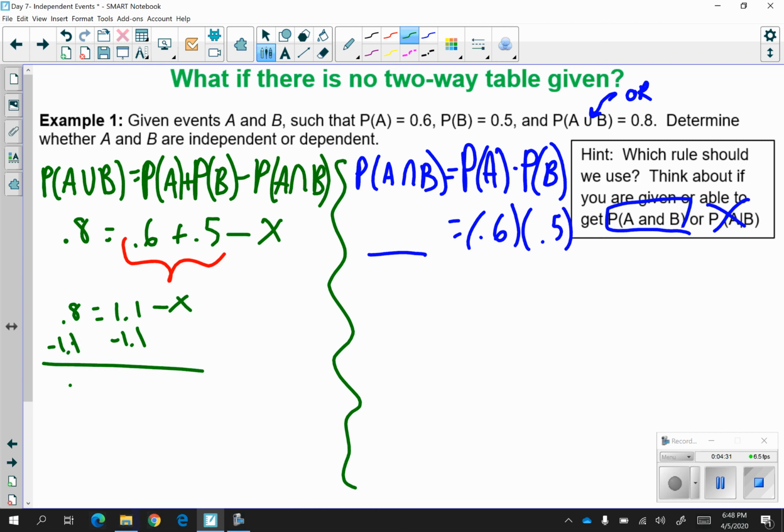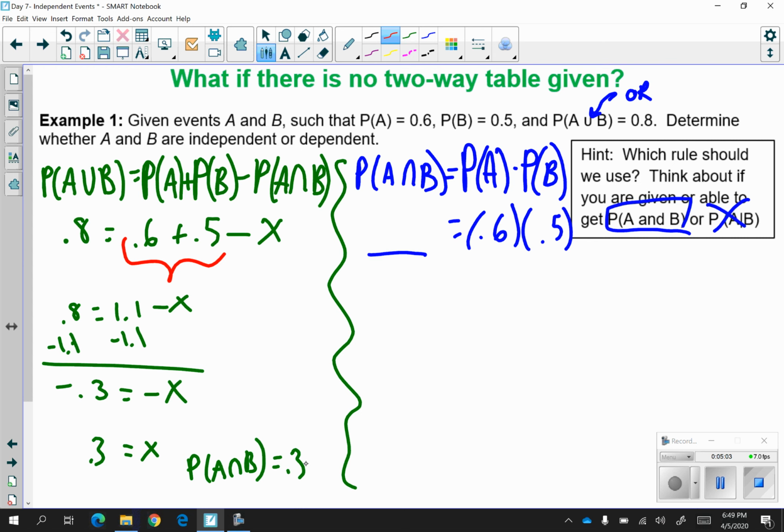If you bring the 1.1 over to the other side, you end up with negative 0.3 equals negative X. Keep in mind your answer for probability cannot be negative. There's never a negative percent chance of something happening. So you have to get rid of the negative. You can divide or multiply by negative 1, however you want to do it, and you get that X is equal to 0.3. Now remember, we said X was the probability of A and B, which is what we wanted.